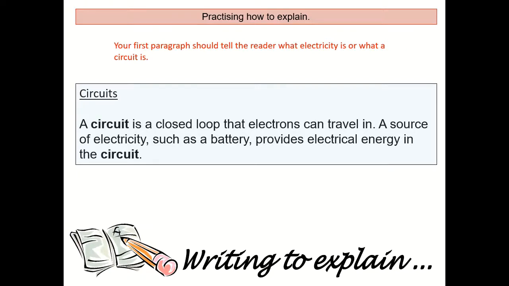Here is my example of an opening paragraph about circuits. It tells you what the circuit is. So it's all about what something is. A circuit is a closed loop that electrons can travel in. A source of electricity, such as a battery, provides electrical energy in the circuit. This is using technical vocabulary: circuit, electrons, electricity, battery, energy, and is saying what something is and a little bit of how it works, but not too much. You're going to go into how it works in the next paragraph.